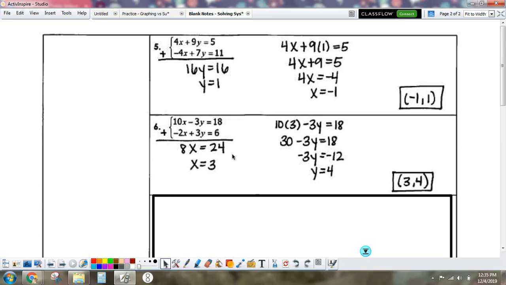Divide by 8 to get 3. Plug that back in for x because we solved for x. So 10 times 3 minus 3y equals 18. Go ahead and solve that and you get 4. So that's why our answer is 3, 4.